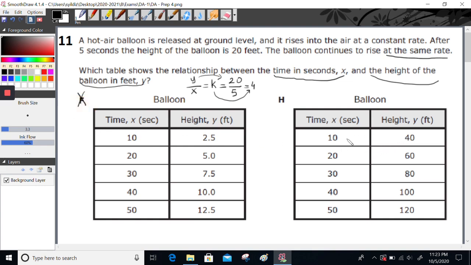And let's look at this. 40 over 10, we divide y by x, okay? 40 over 10, it is 4, but 60 over 20, let me write that here. 40 over 10, it is 4, but 60 over 20, it is 3, right? So we have to get 4 at all times, okay? Always we have to get 4 because it is the constant of proportionality, because it says at the same rate. So since we get 3 here, we don't have to look at the others. This is not the answer.